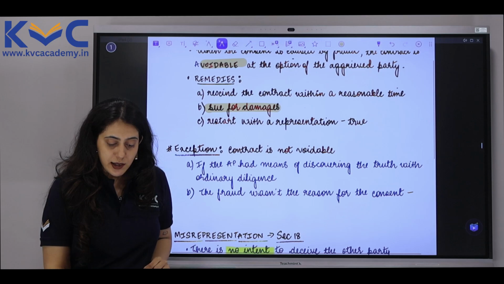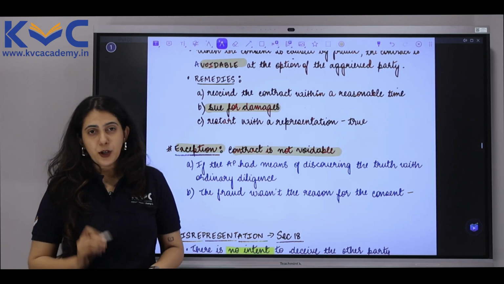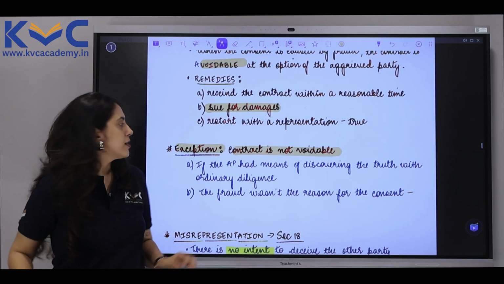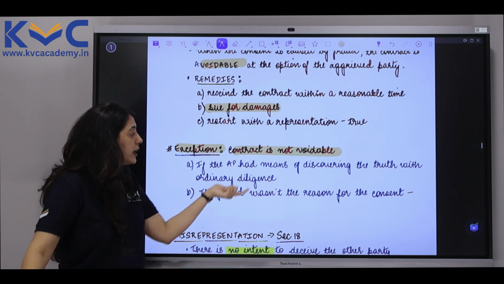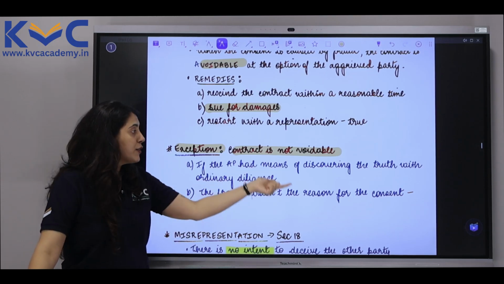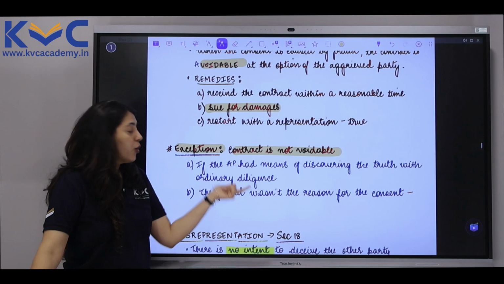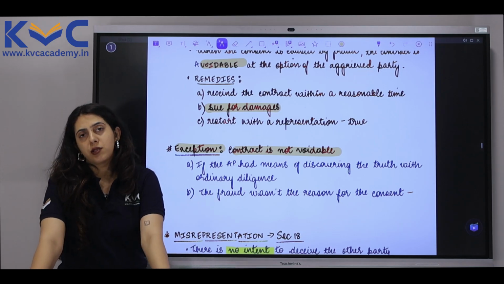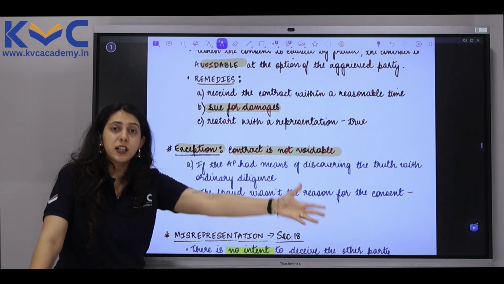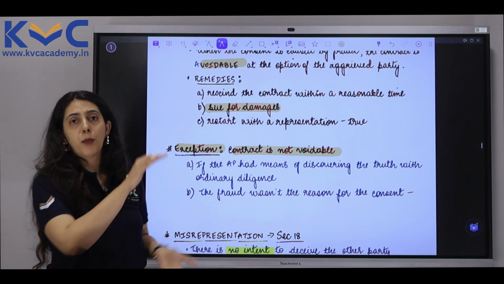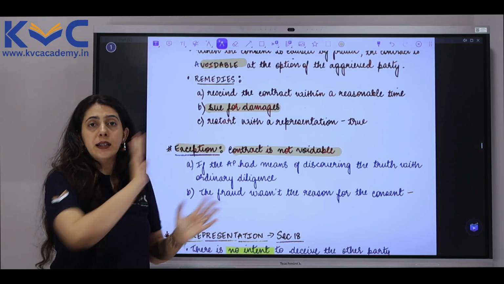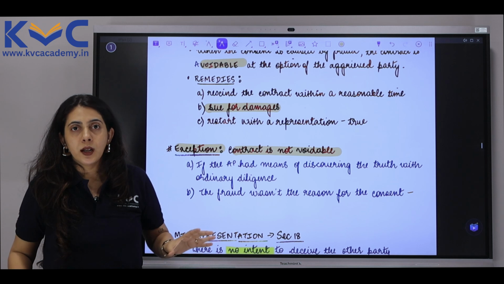Case 1. I like these exceptions. One of my favorite topics to explain in class. A contract is not voidable if the aggrieved party had means of discovering the truth with ordinary diligence. That means, if you are given the chance, the aggrieved party, you have lied, yes, you have lied. You're giving them a bottle, and you're telling them that this bottle is filled with oil.